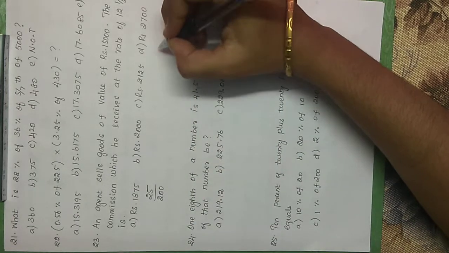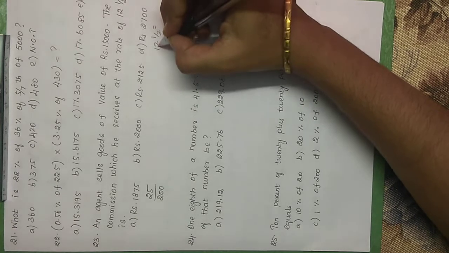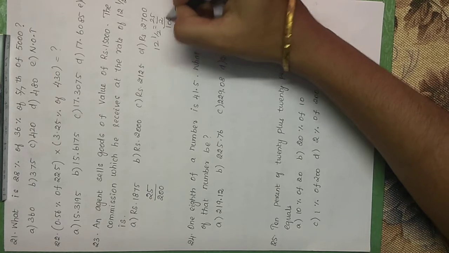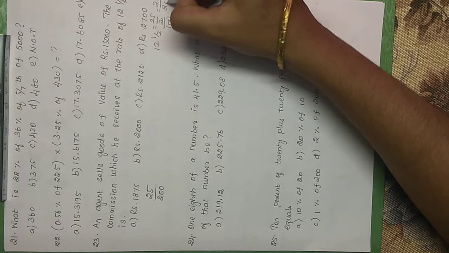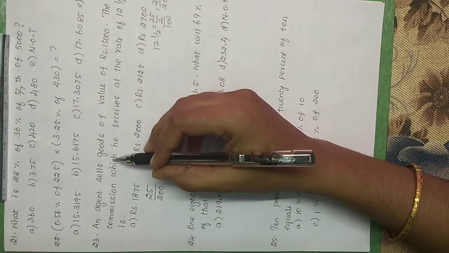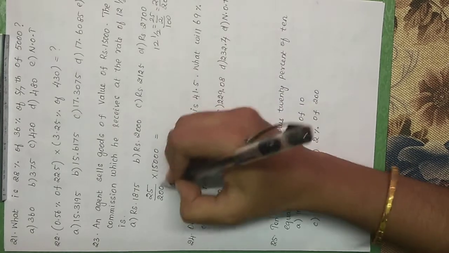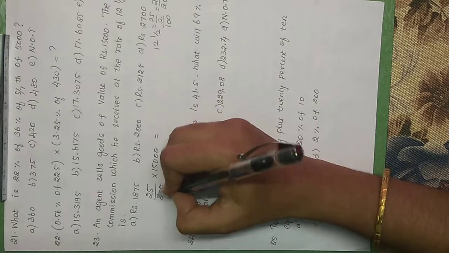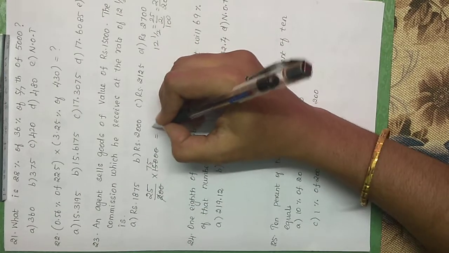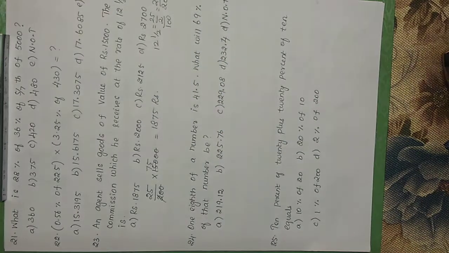that is 12 1/2 is equal to 12 2s are 24, 25 divided by 2. Percentage means divided by 100, that is equal to 25 by 200. So the value of goods is 15,000, that is equal to, we cancel the zeros, we get 275. So 25 into 75 equal to 1875 rupees. So the option is A.